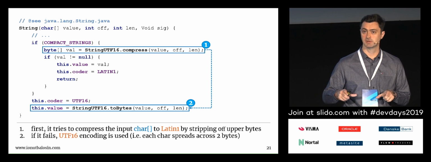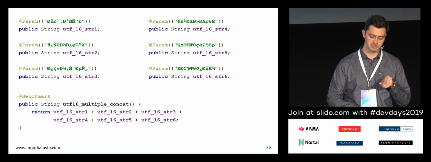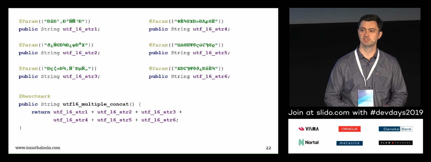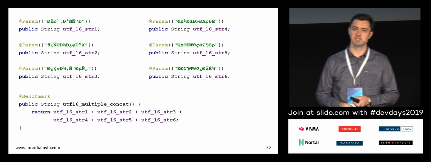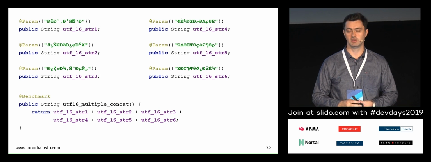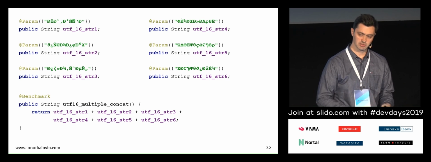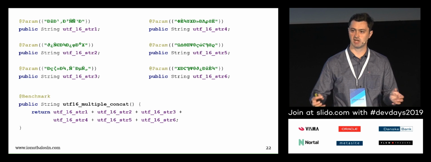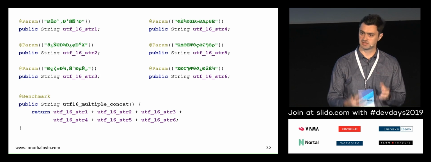Having this rationale in mind, I created a test. This Benchmark annotation, are you using JMH? Who is using JMH? Okay, not really a lot of people. JMH is actually a nice tool if you want to do microbenchmark testing. In my opinion, it's the way to go. That annotation belongs to JMH. It's part of the JDK, by the way. It was included, so you just have to use it.